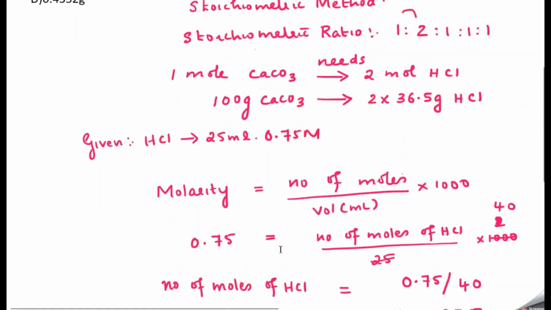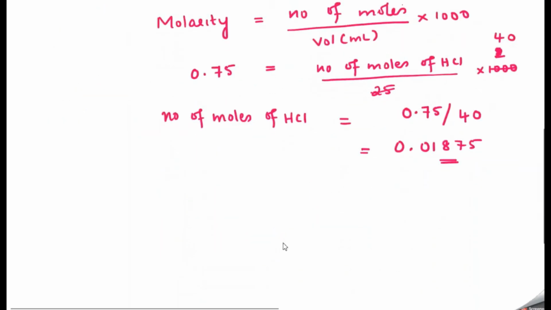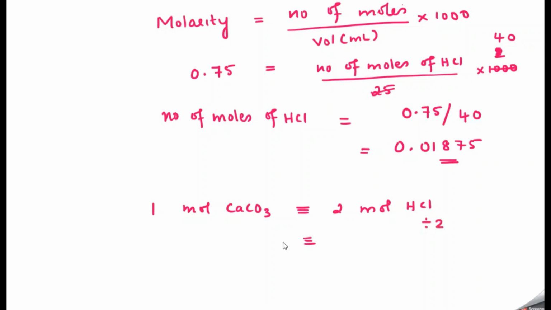Now as per the definition, I know that 1 mole of calcium carbonate needs 2 mole of hydrochloric acid, correct? So let me rewrite that. 1 mole calcium carbonate needs 2 mole hydrochloric acid. Let us convert this 2 to 1 first. So divide by 2 on both sides. So this will become 1 mole HCl, and if you divide by 2 here, this will become 1 by 2 mole calcium carbonate.